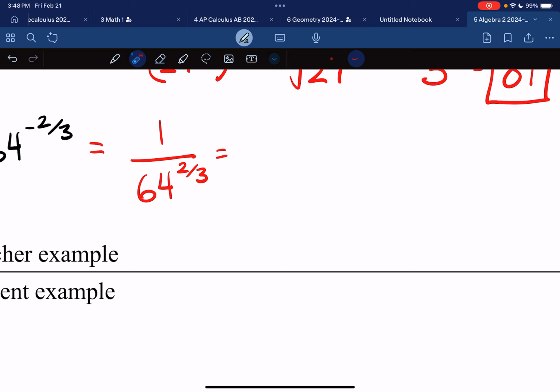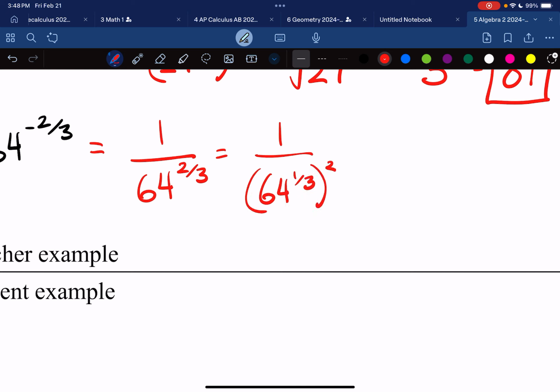So again, I have 2 paths to go down. I can either take the power of 1/3 first, or I can take the power of 2 first. I like making it smaller first. So I'm going to make it a smaller version of 1 over 64 to the power of 1/3 first, and then to the power of 2. If I do 64 squared, I mean, it's not that hard. It's 64 times 64, which is a number that I don't know, but you could totally do it that way. I'm going to do it this easier way.